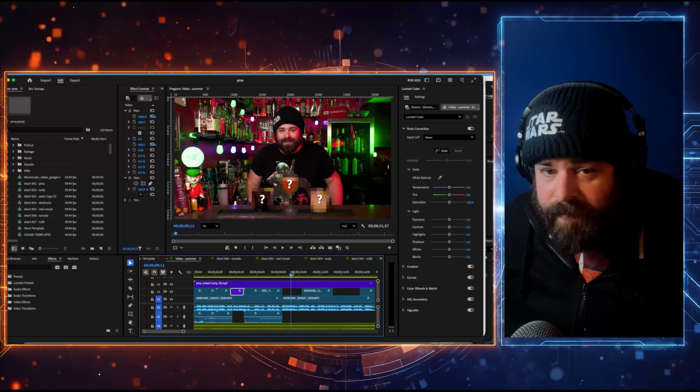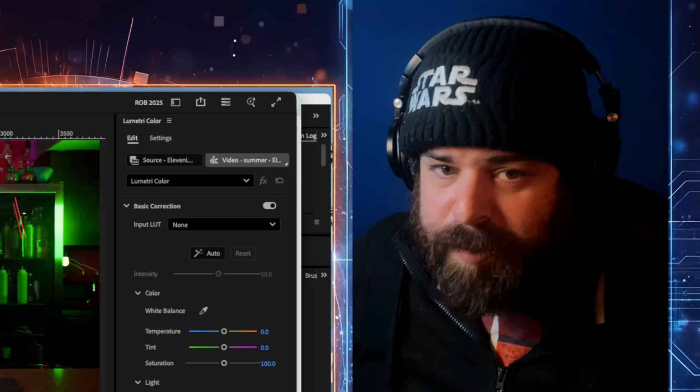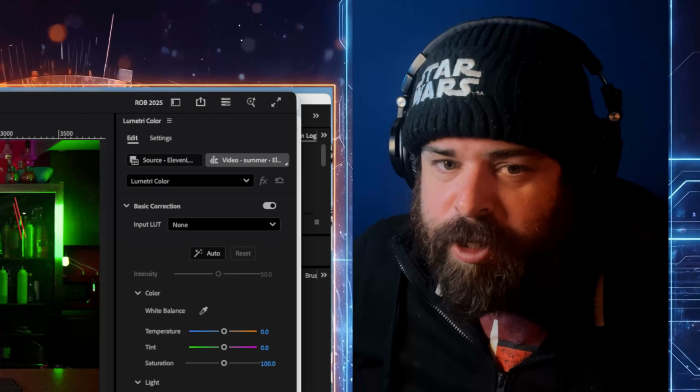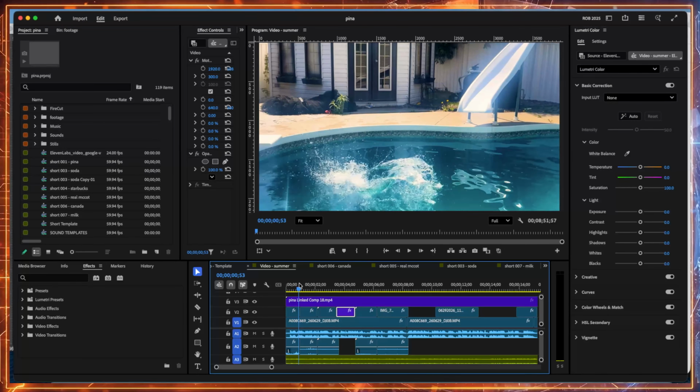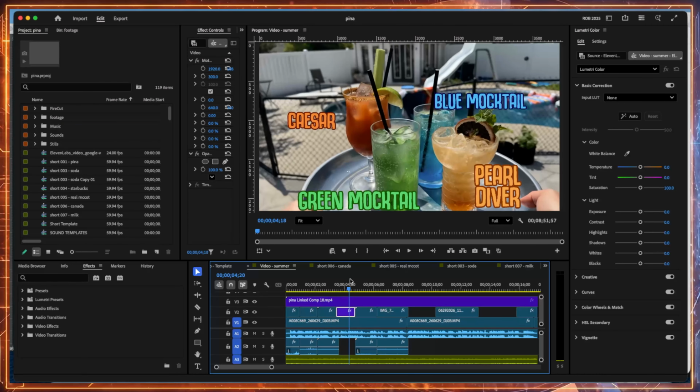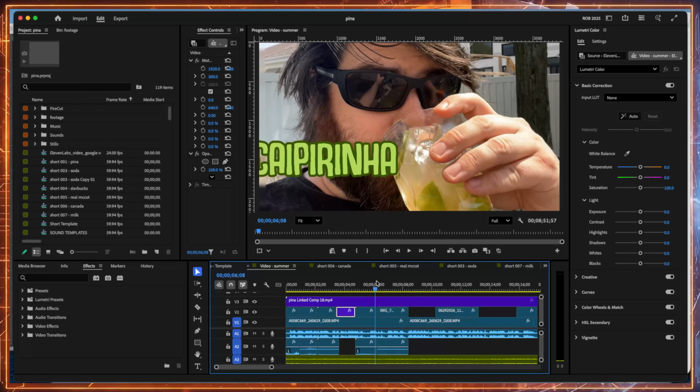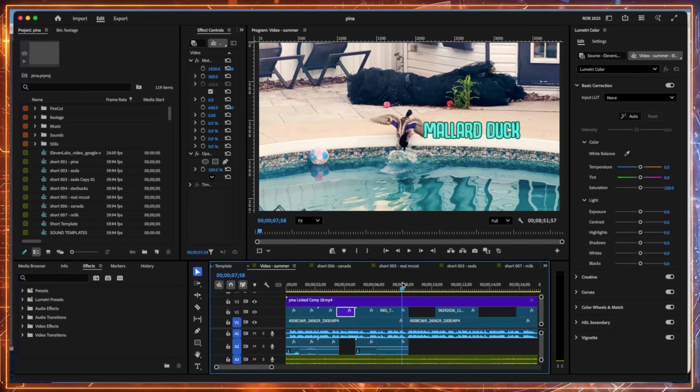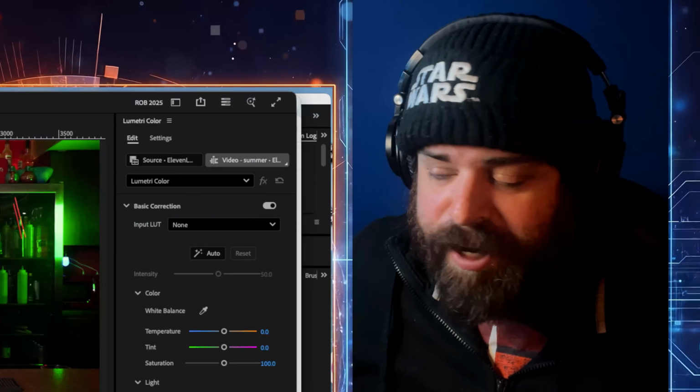What's up? Could you guys spot the one? Let's play it again. I'm going to scrub through it and try to spot which one is AI. My kid jumping in the pool, my other kid on the slide, me enjoying a mojito. We got a tray full of drinks, another drink, and a duck. That duck used to visit our pool quite often.